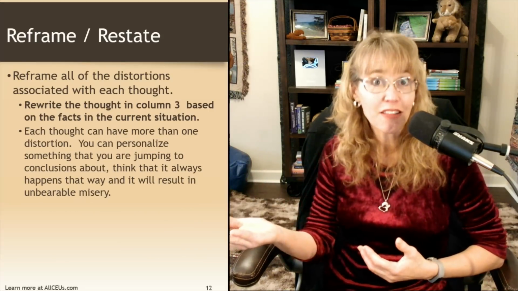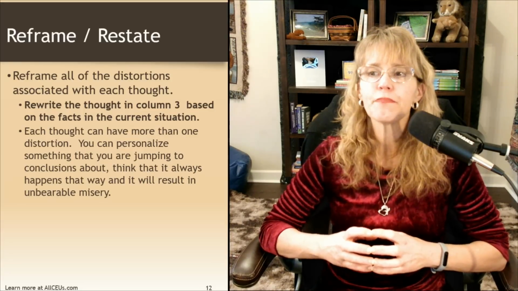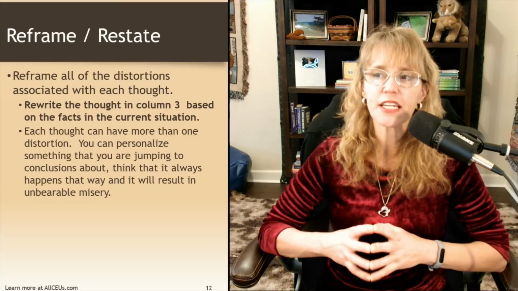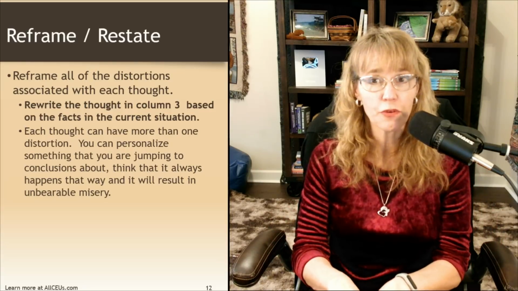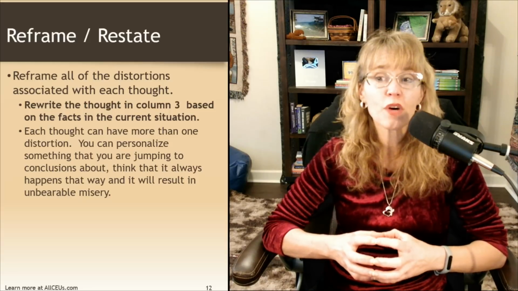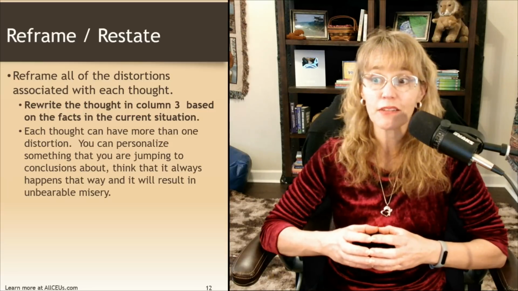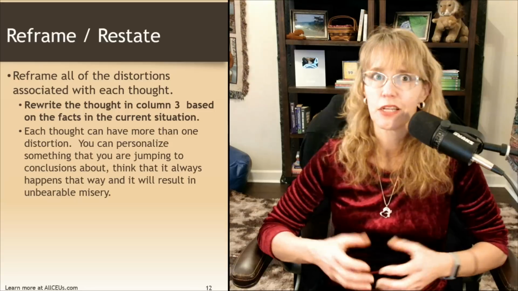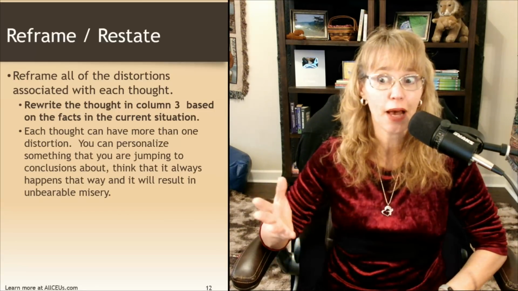And then the next column and the next step is reframe or restate. Reframe each of the distortions associated with each thought and rewrite the thought in column 3 based on the facts, what you actually know in the current situation. Each thought can have more than one distortion. For example, you can personalize something that you're jumping to conclusions about, think that it always happens that way, and will result in unbearable misery. So that's 4 distortions all in one thinking pattern.